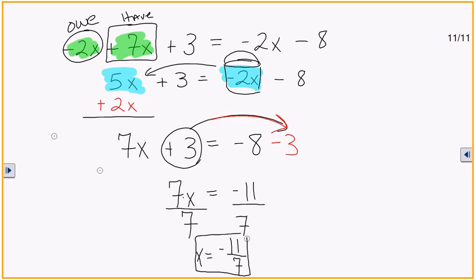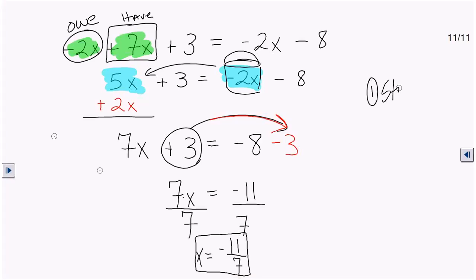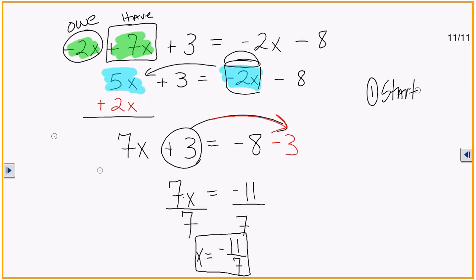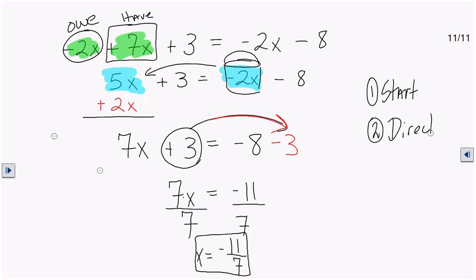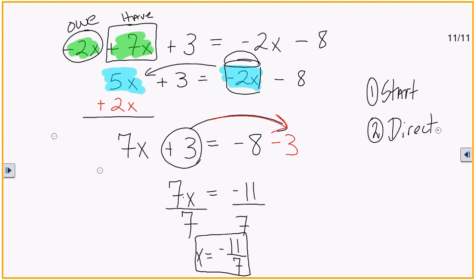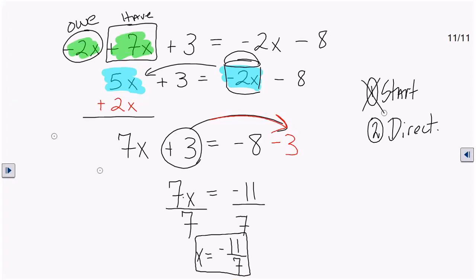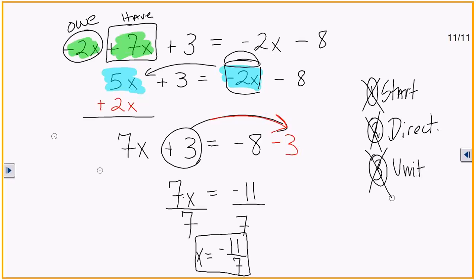Now, a lot of students will ask me, as we talked about in the basic math and pre-algebra, the mathematics review, Hubert, will you change that into a mixed number? No, I will not. Why? One, did I start with a mixed number? No. I did not start with a mixed number, so I don't need a mixed number. Two, did the directions say? Well, we don't have directions. You're just going with what I said. I directed you to solve the equation. I did not say anything about a mixed number, so you don't have to worry about that. So it didn't start with a mixed number. I didn't direct you to have a mixed number. And three, is there a unit of measurement? No. So if those three are not a mixed number, then you just leave it as negative 11 over 7.